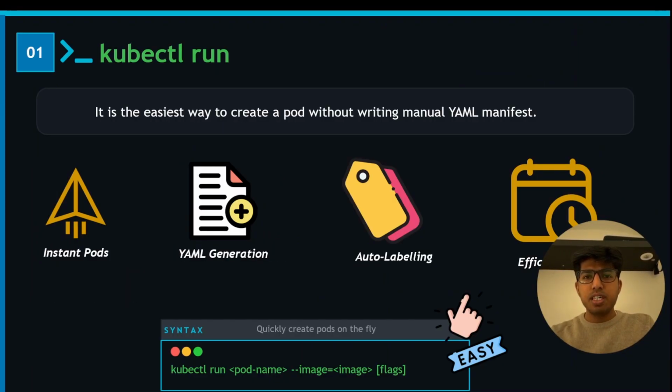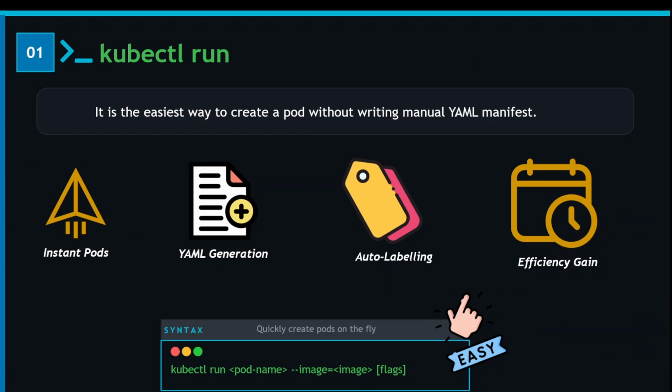So our first go-to command is kubectl run. This is the easiest way to create a pod. If you master this one command, you can spin up pods in seconds. In the exam, you'll be creating pods all the time. Most candidates waste their precious time writing YAML from scratch or copying YAML samples from the Kubernetes documentation. That is very slow and unnecessary. Instead, we use this command.